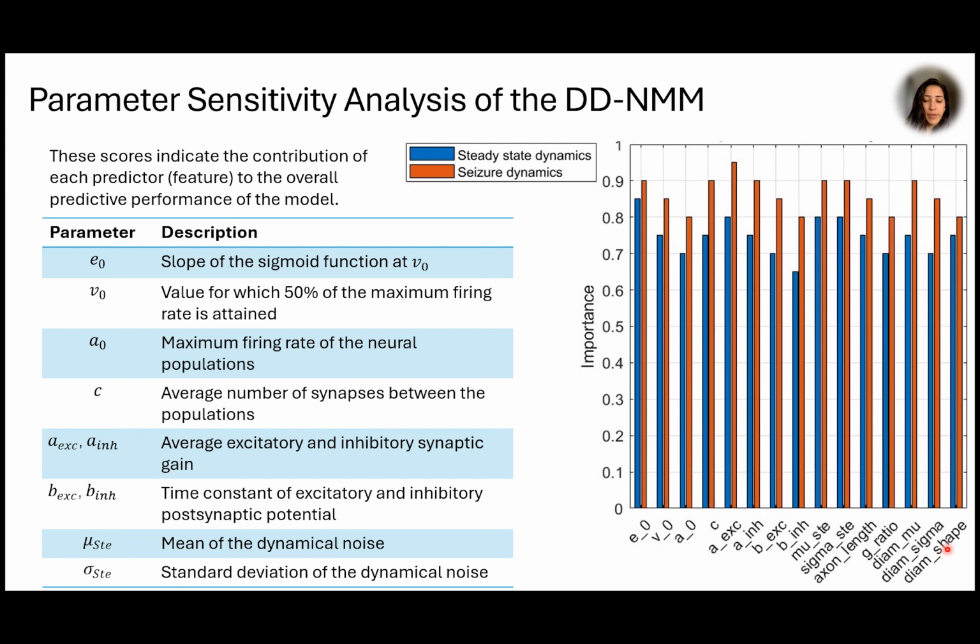As we can see in this graph, in the case of the steady state analysis, the slope of the sigmoid function shows higher importance, and for the seizure dynamics, the maximum amplitude of the postsynaptic potential for the excitatory cells is the parameter with the greatest impact on the model output. It is important to notice that the axonal properties also play an important role.